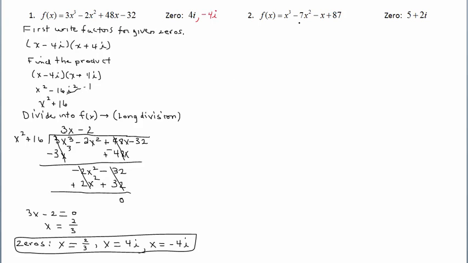Alright, problem 2 is also a cubic, so there has to be 3 zeros. We have one imaginary 0.